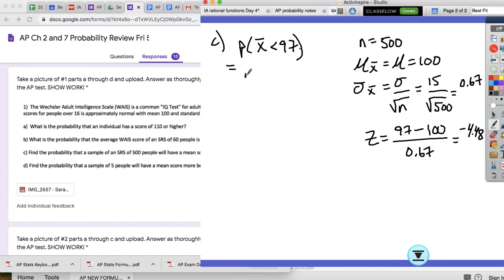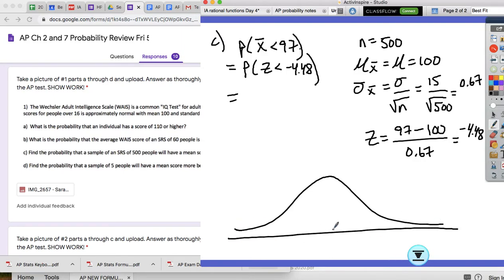So I am trying to find the probability that my z-score is less than negative 4.48. It's going to be off the charts again. So let's try to draw this picture here. We're talking about a z-score of negative 4.48, somewhere right around here, and we want to be less than that. There's essentially nothing there.